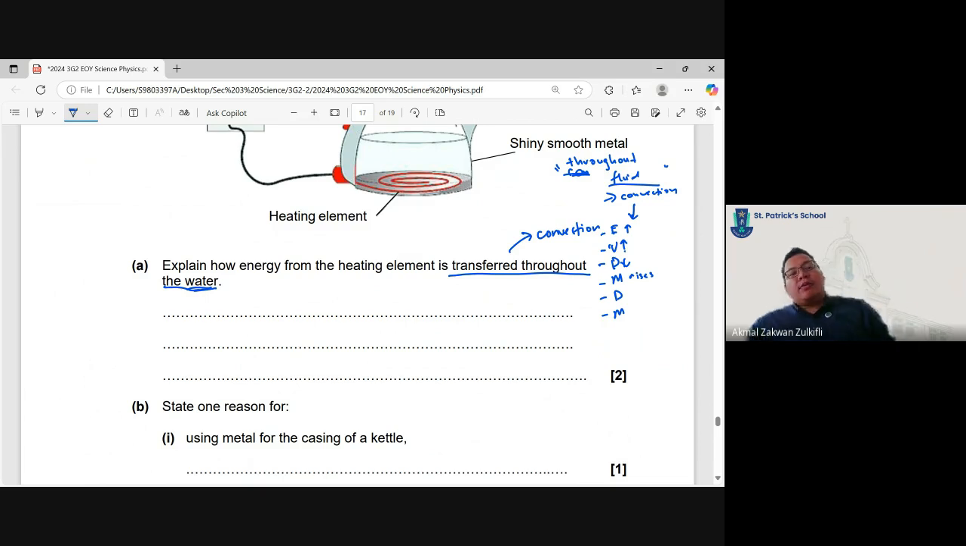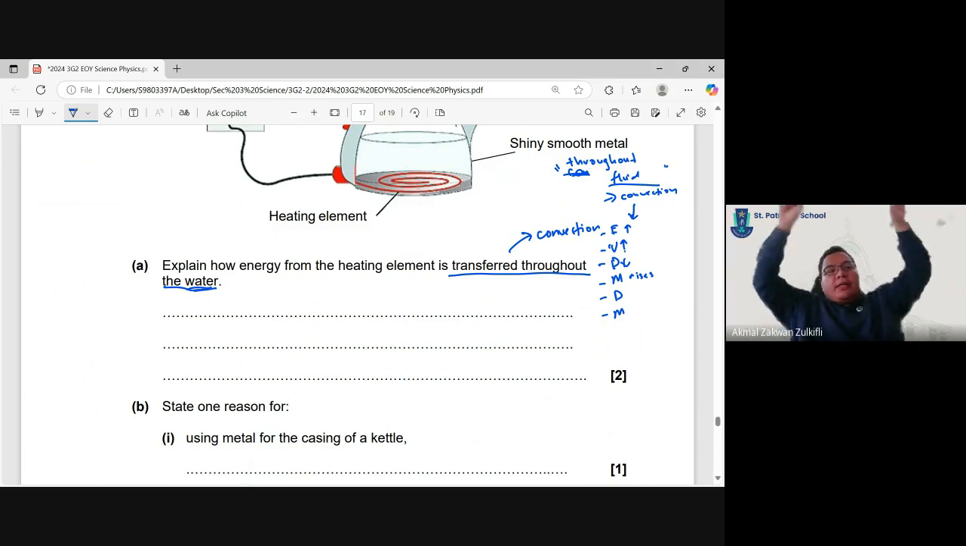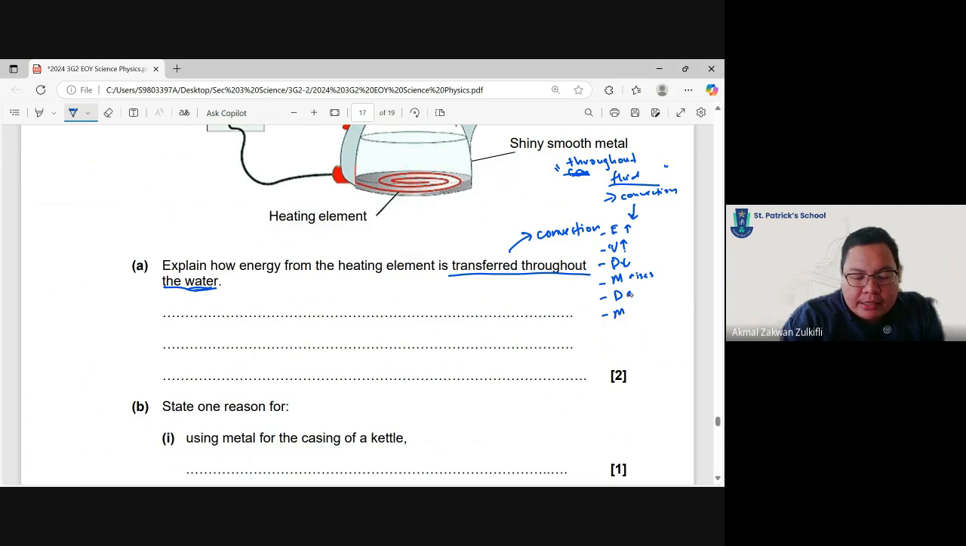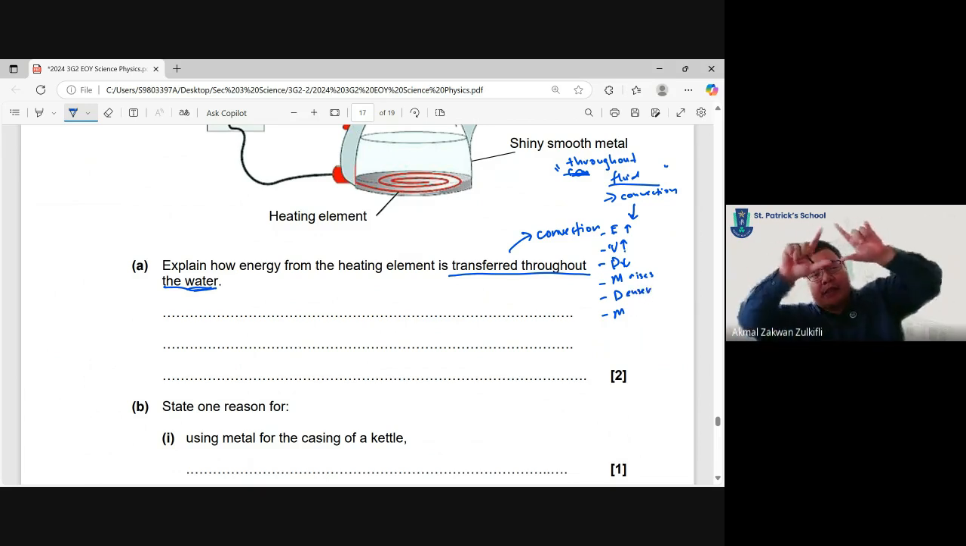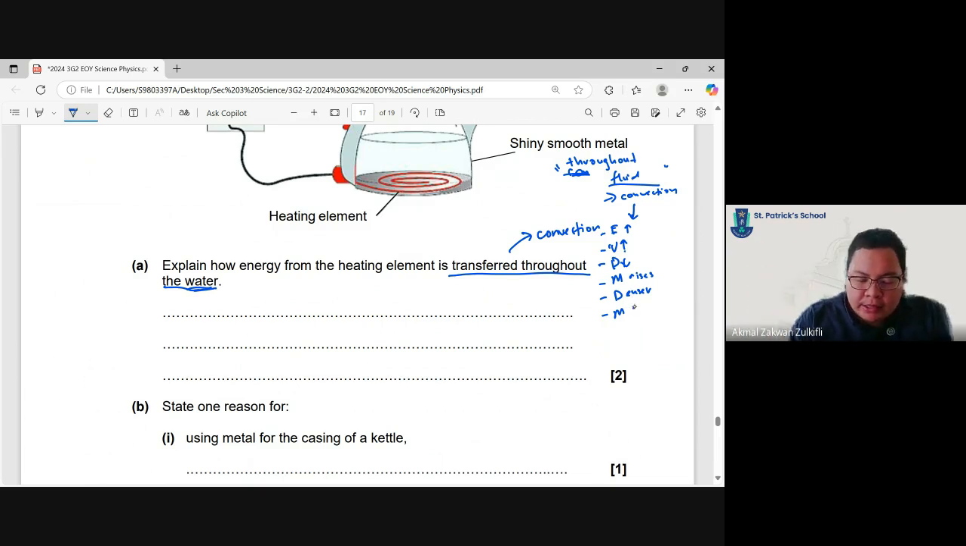Then the next one, what happens to the denser particles on top? What happened to the denser water? The cooler, denser water, movement is it sinks. So first talk about energy and then VDM. These 6 points will give you your 3 marks, or in this case, it will be 2 marks.